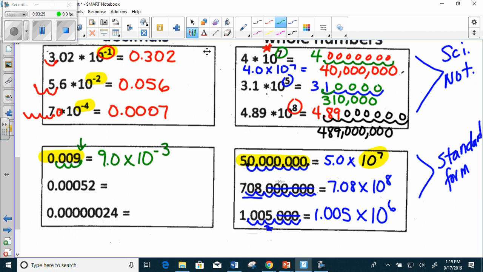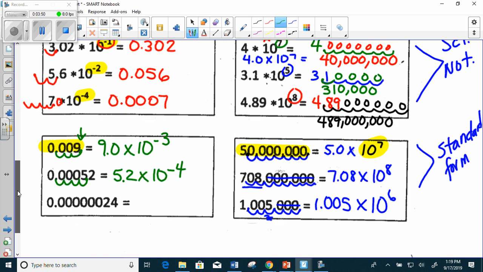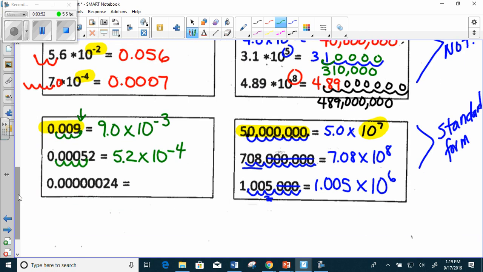Look at the next one. We're going to move this decimal behind the 5. 1, 2, 3, 4 places. So 5.2 times 10 to the negative 4. And go backwards if that helps, because you know that when it's a negative, you're going to move it back to the left side. All right, the last one. We're going to move it right here between the 2 and the 4. 1, 2, 3, 4, 5, 6, 7. So 2.4 times 10 to the negative 7.